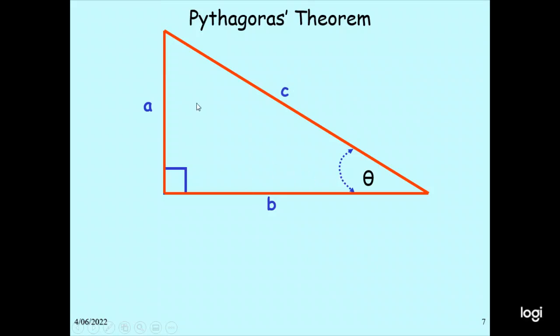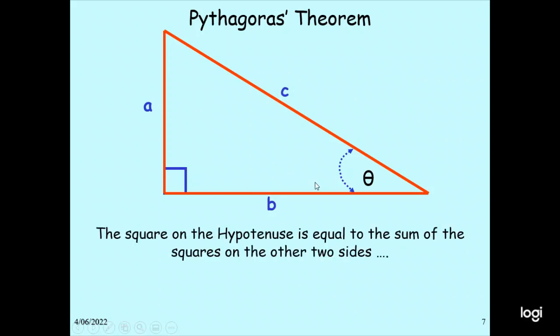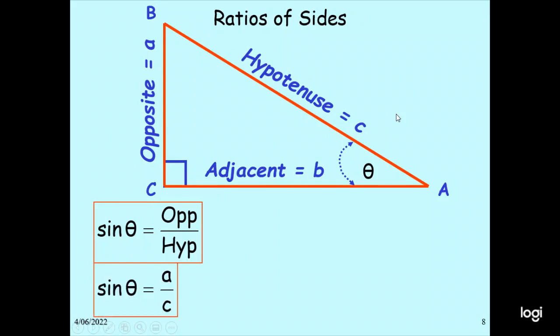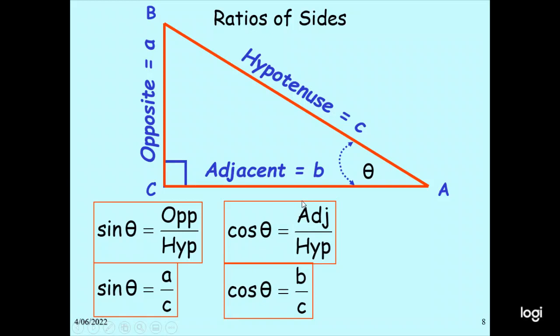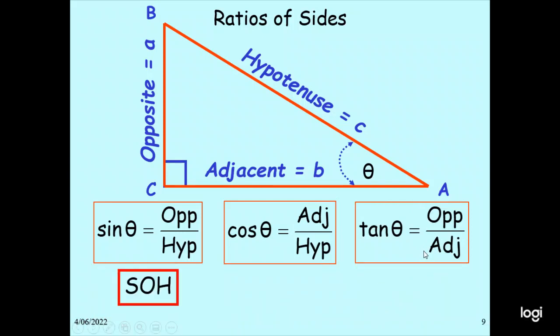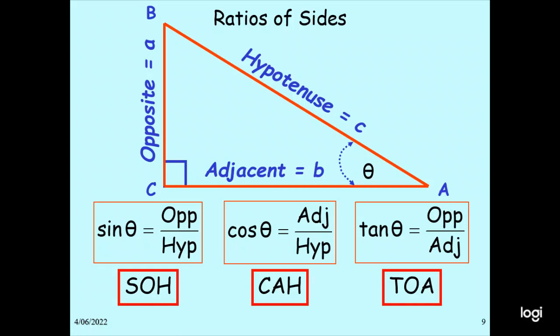So this is angle theta, A, B, C here. The square of the hypotenuse is equal to the sum of the squares on the other 2 sides. So c squared equals a squared plus b squared. Here the hypotenuse is c, adjacent side is b, opposite side is a. This is the ratio of the sides. Sin theta is opposite over hypotenuse, so a by c. Cos theta is adjacent over hypotenuse, so b by c. Tangent theta is opposite over adjacent, so a by b. So this is the ratio of the sides, and this is the formula.